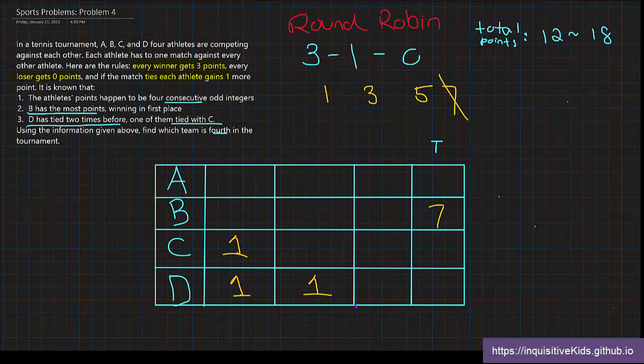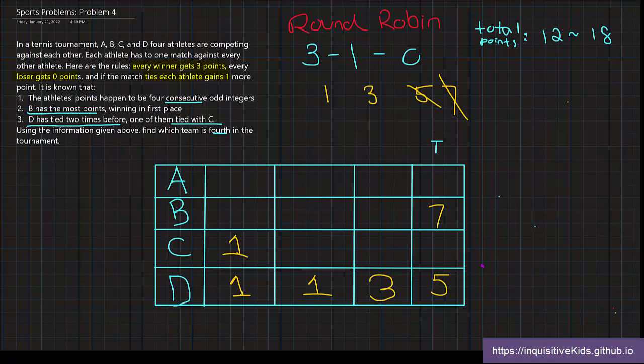If it took 3, then this blank space over here will have to be another 1. But it told us that D has tied 2 times before, not 3 times. D has tied exactly 2 times before, which means that it isn't possible for us to add another 1 here. So its total number of points will have to be 5, allowing this other square right here to be a 3. So I'll cross 5 out.